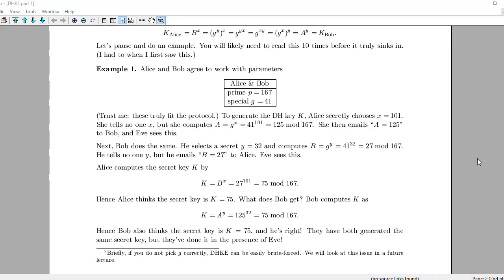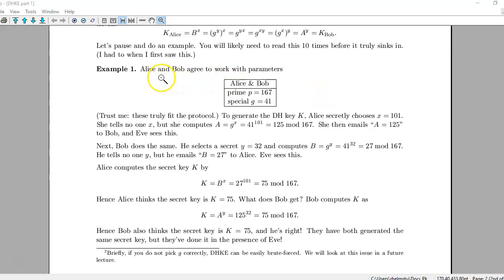So let's try a concrete example of this, and we'll do this top to bottom. If you have any questions, please post them to the discussion board. This is a big deal. We'll use these ideas the rest of the semester to understand modern crypto routines.